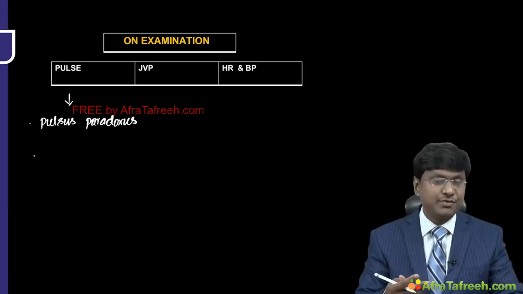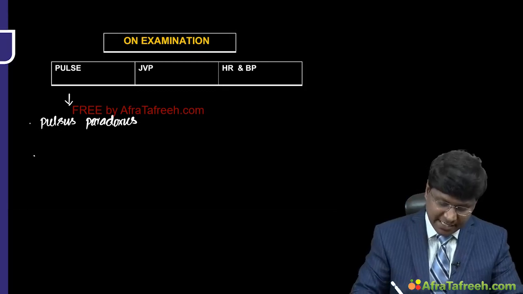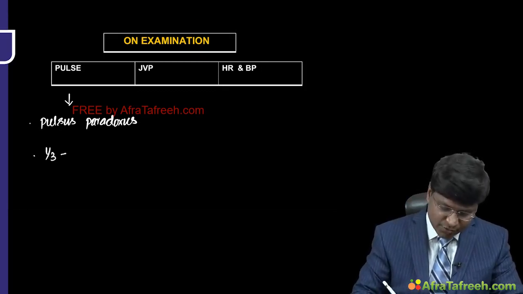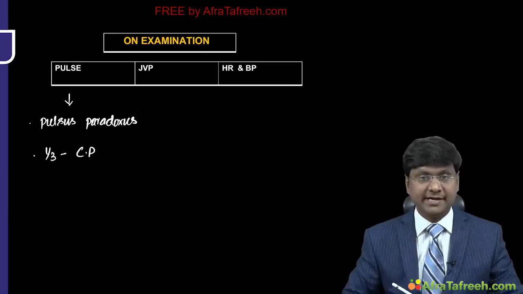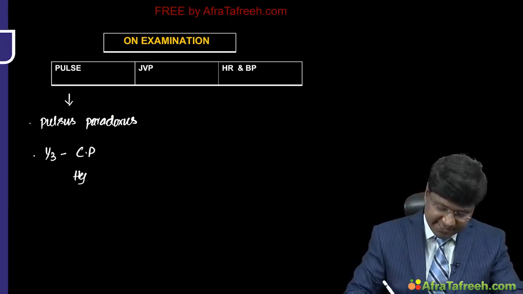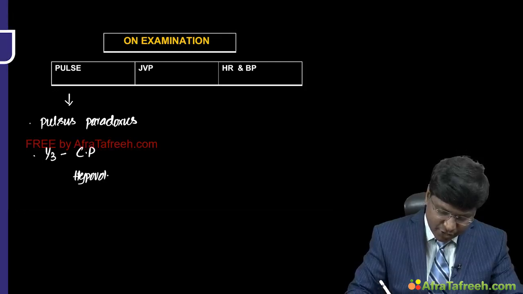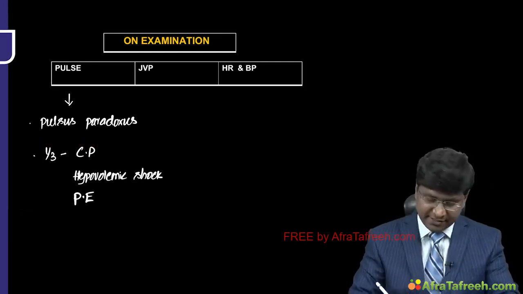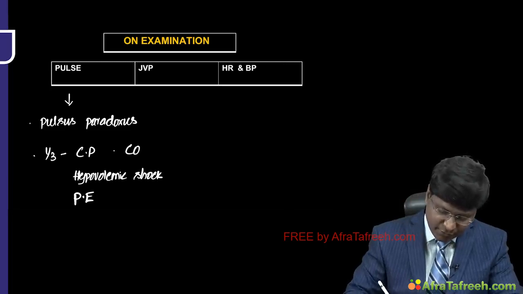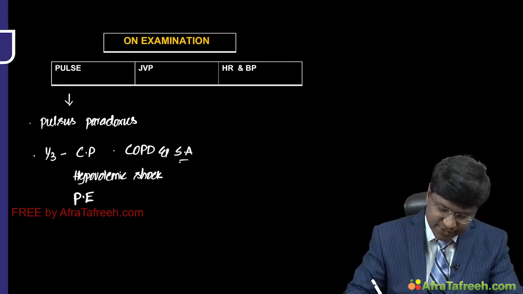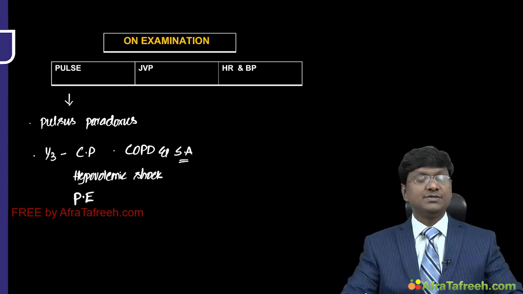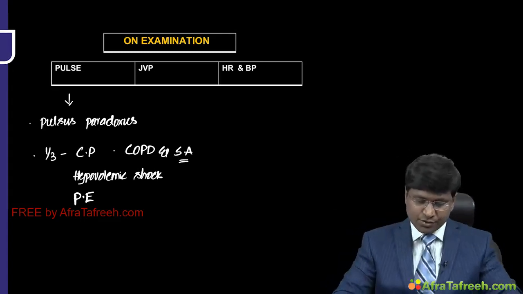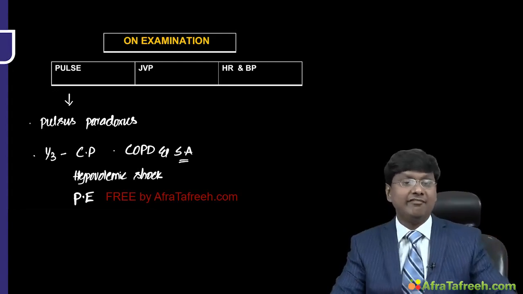And what are the other conditions where you will have pulsus paradoxus? Apart from cardiac tamponade, it is present in almost one third of cases of constrictive pericarditis. It is also present in severe forms of hypovolemic shock, in massive pulmonary embolism, and can also be present in severe COPD and the severe form of asthma, that is status asthmaticus, which is nothing but the acute severe form of asthma. So these are the conditions where you will have pulsus paradoxus.